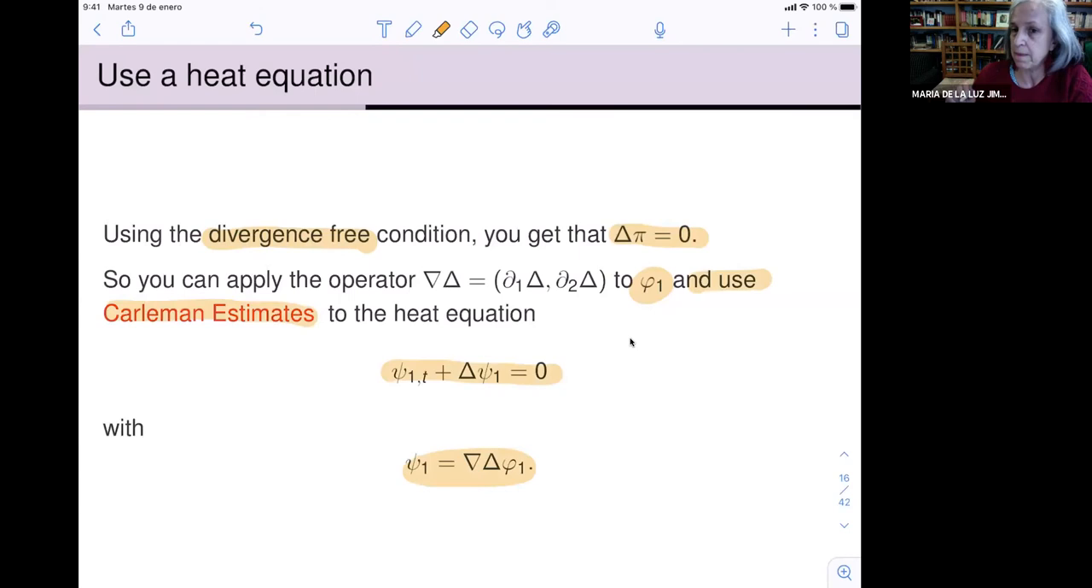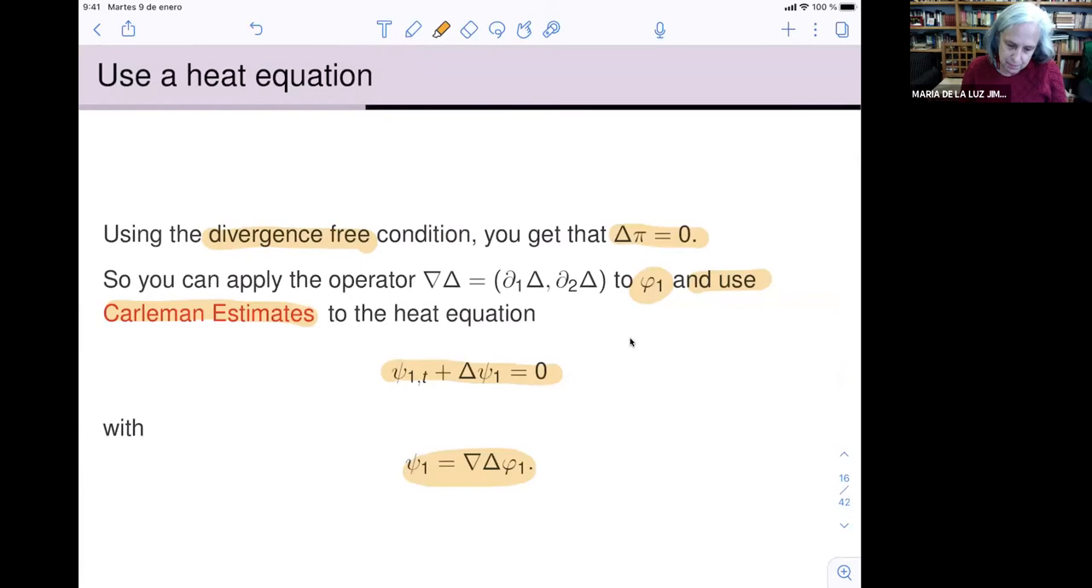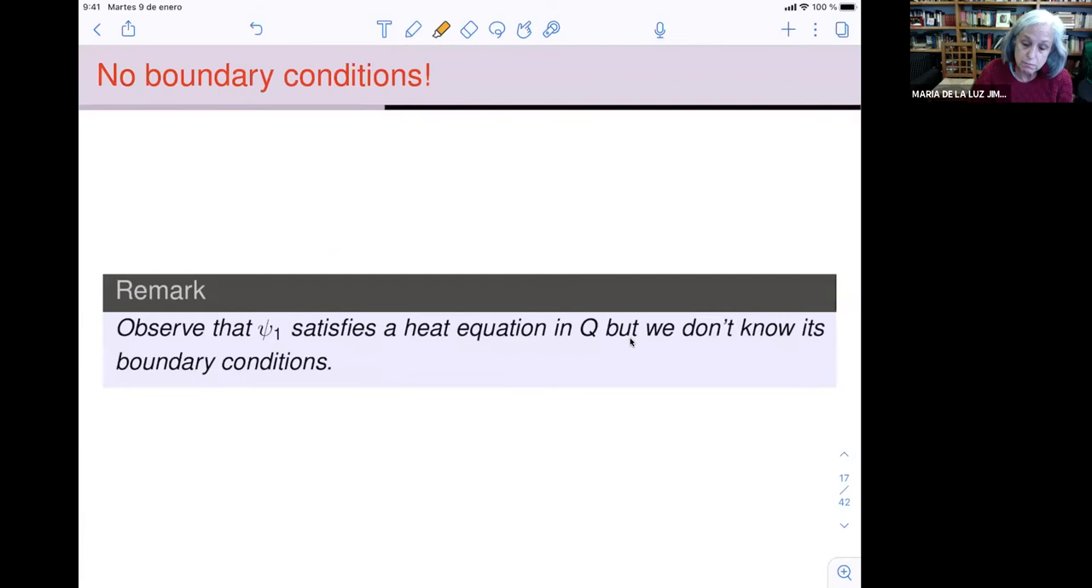So for young people, before doing that, when you have this equation, you don't have boundary data. You don't know anything about the solution on the boundary. You may have initial datum, but you don't know anything about the solution on the boundary. So you need some Carleman estimates that include that part. Okay, so that's for young people.